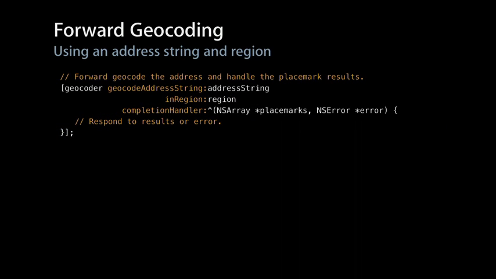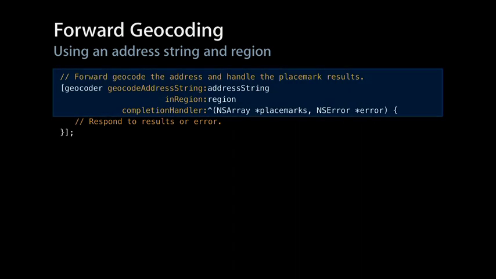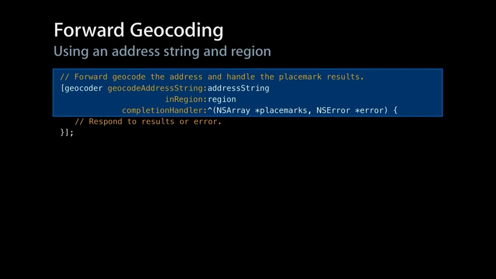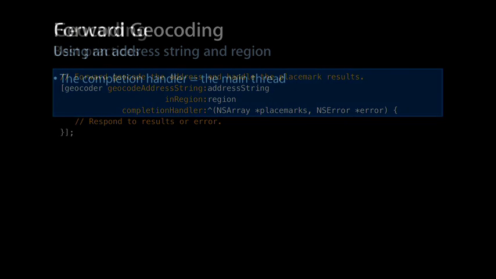Finally, to narrow down a set of possible results, you can create a geocoder object and call geocode address string in region completion handler. This allows you to define a region that the result should be within. That way, if you're searching for a town, there may be a town with the same name in a nearby state. This region will narrow the results that come back.